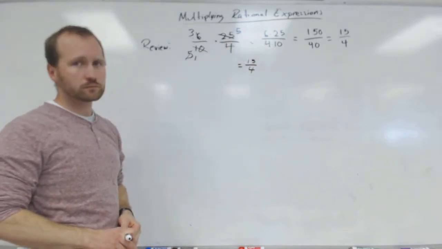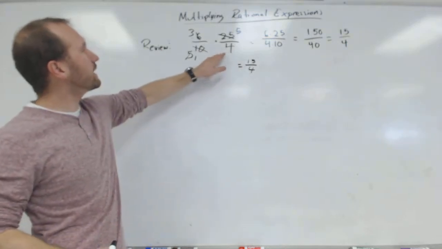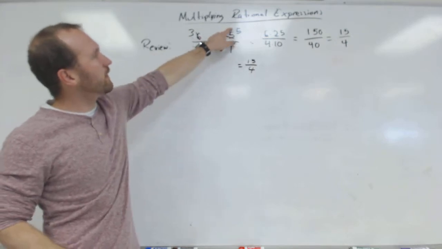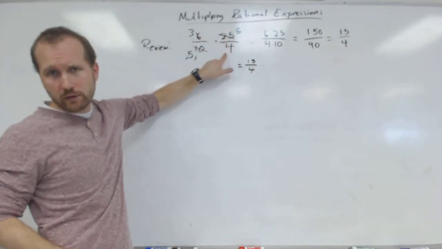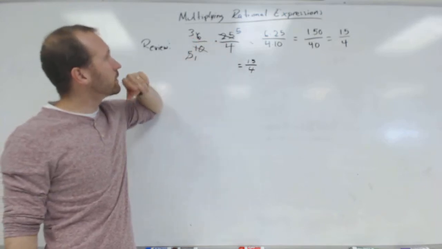Why didn't the 4 get canceled? Well, I could have canceled the 6 with the 4, but the way it is now, 3 and 5 don't have any factors in common with 4. So I can't cancel the 4 with anything right now.